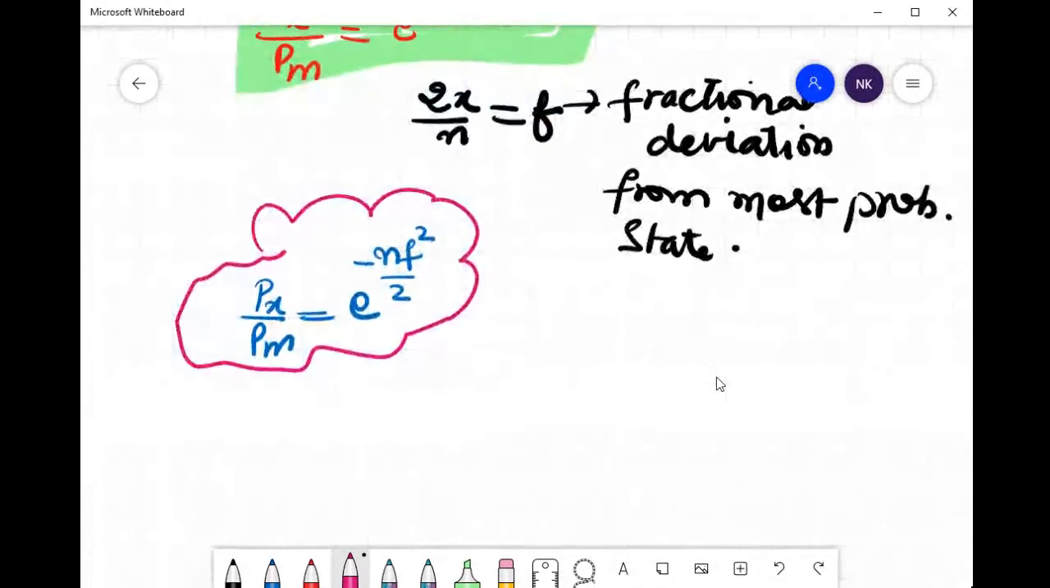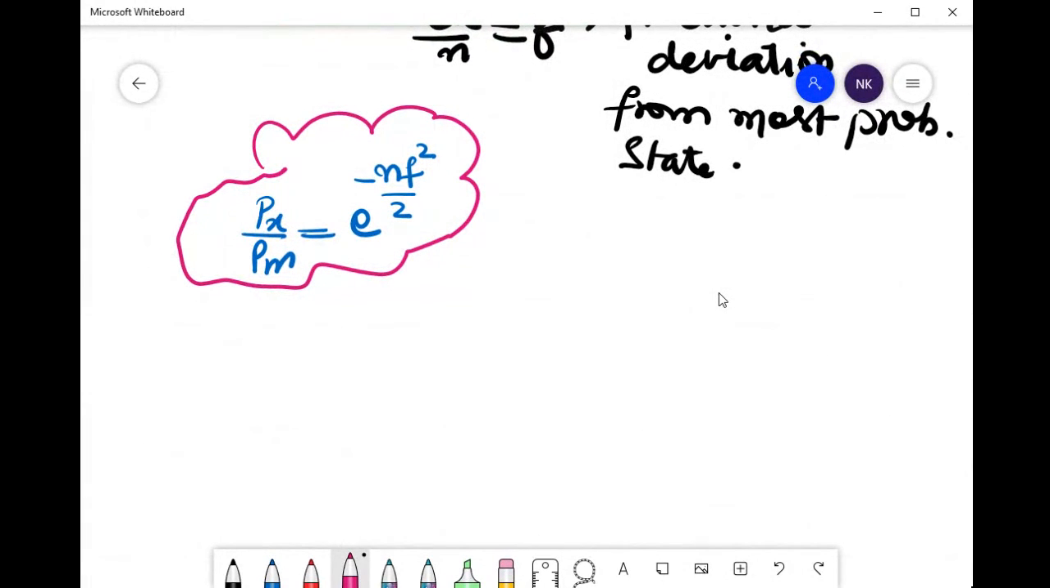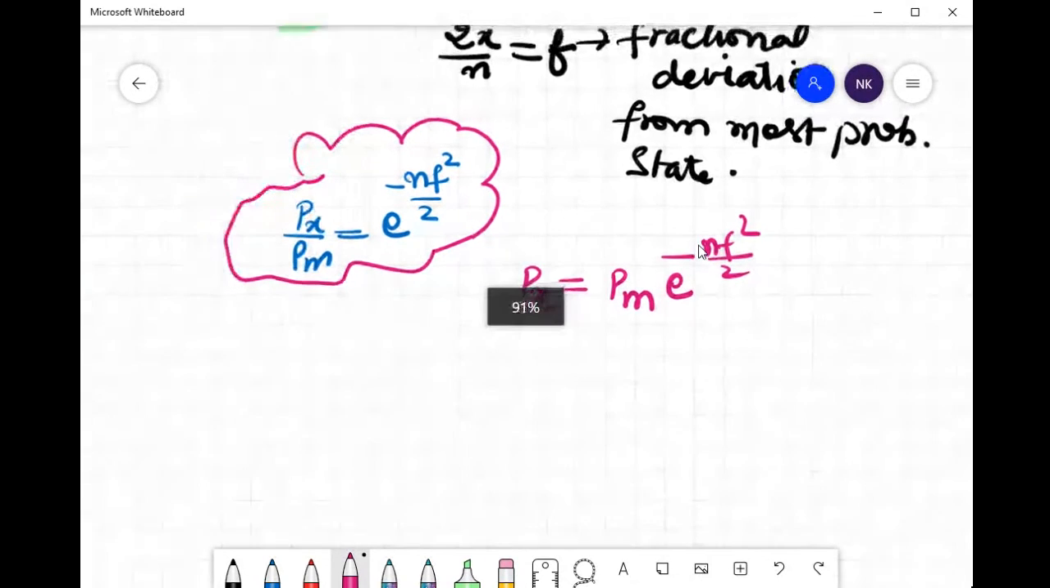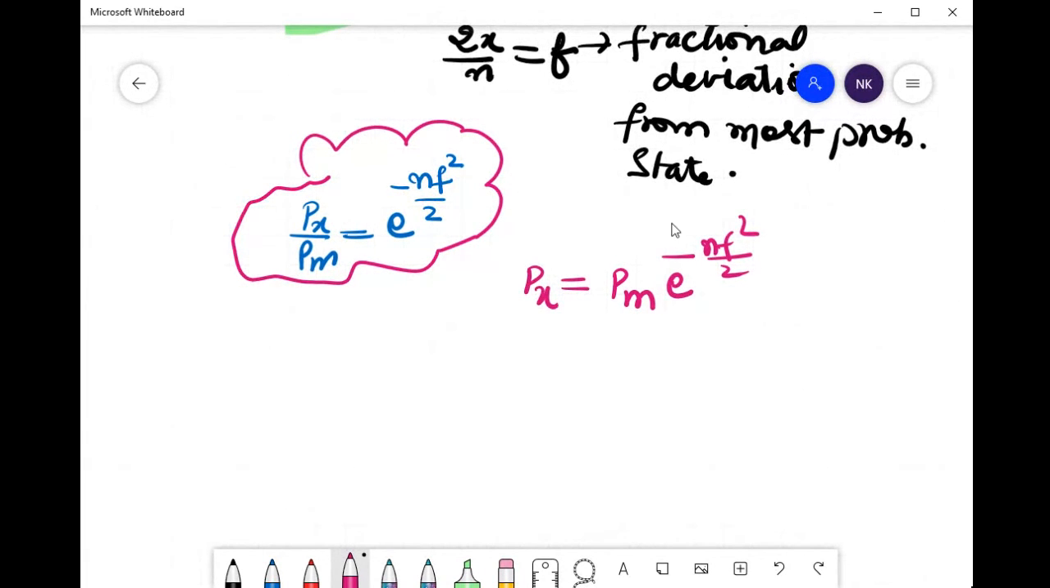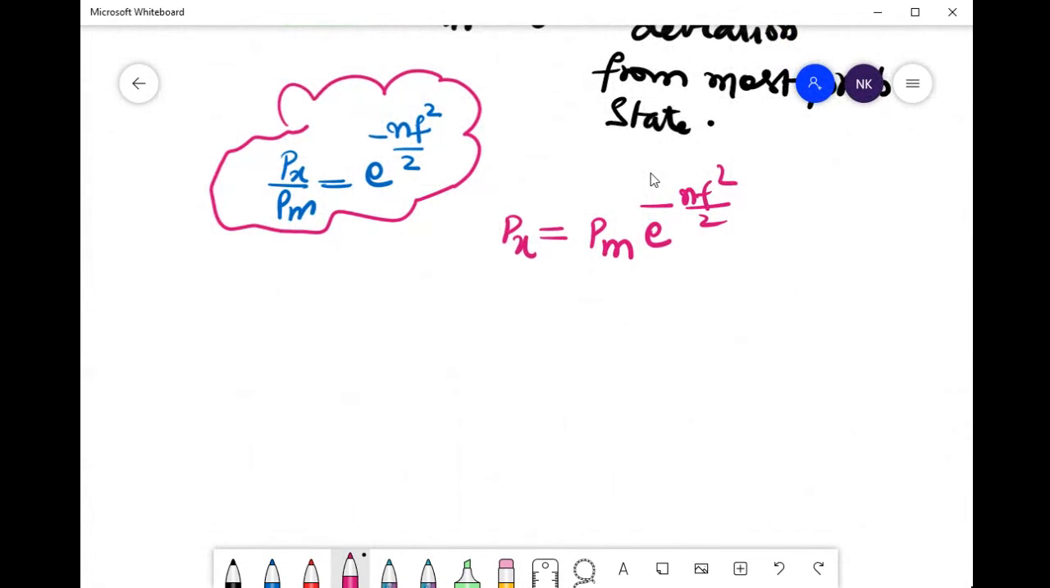And just to analyze what is the meaning, we are going to analyze what px and pm are. If you want to find the minimum deviation from the most probable state, it is going to be e raised to minus nf square upon 2. So just to discuss the physical meaning, I will take an example. Let me just keep your calculators with you.